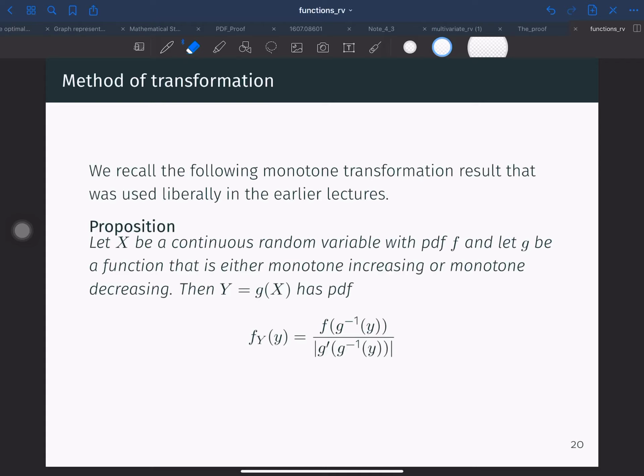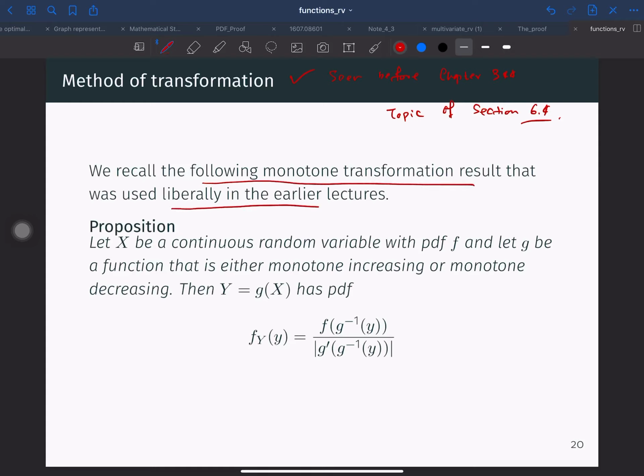So the next topic is the method of transformation, which we have seen a few times before, say, in the lecture notes for chapters 3 and 4, but we will revisit this. This is the topic of section 6.4 in your textbook. We have seen this monotone transformation result that was used liberally in earlier lectures. In fact, it is question 7 in your midterm 2, so it should be familiar to you by now.